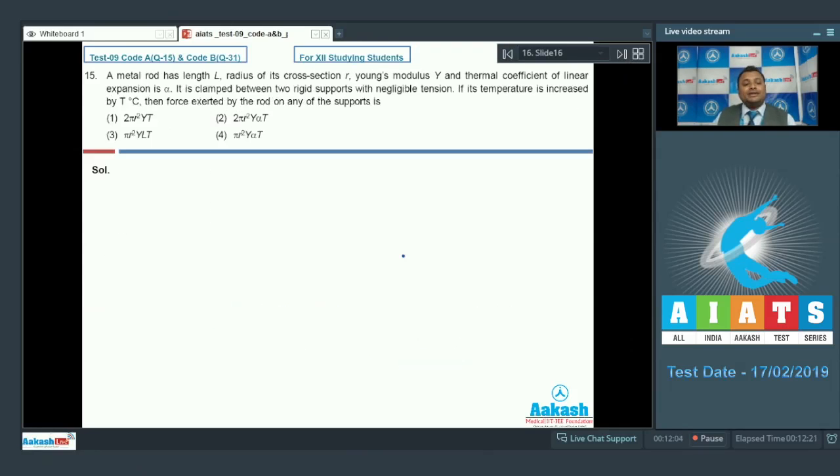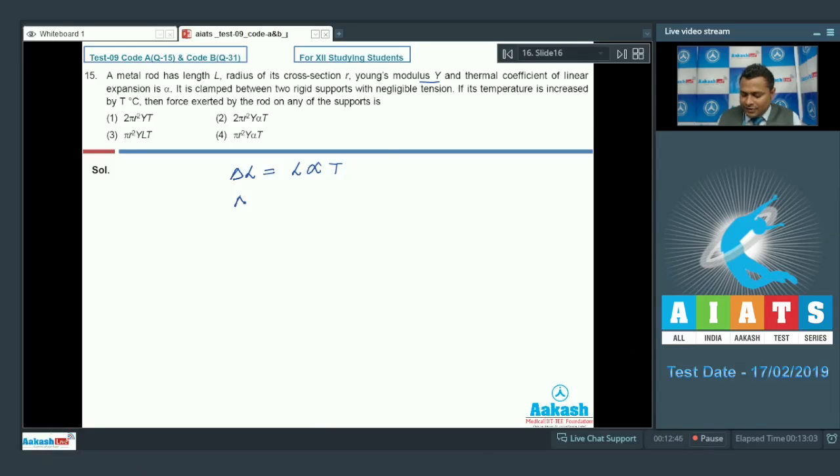A metal rod has length L, radius of its cross section r, Young's modulus Y, and the coefficient of linear expansion is alpha. It is clamped between two rigid supports with negligible tension. If its temperature is increased by T degrees centigrade, then the force exerted by the rod on any of the supports will be what? We know that if we increase the temperature, there will be a linear expansion in the rod, which is given by delta L equals actual length multiplied by the coefficient of linear expansion multiplied by the rise in temperature.